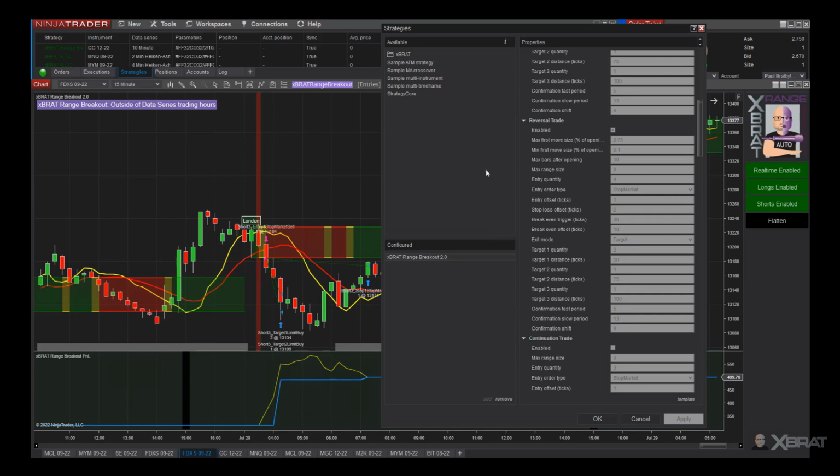And again, it's very important for those enterprise members that if you're going to run reversals, you don't run it on the same chart as the opening range breakout or the continuation breakout. So that was an FDXS example.